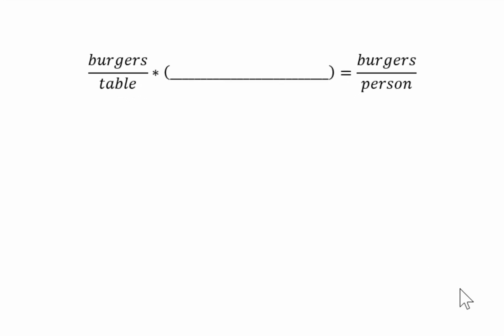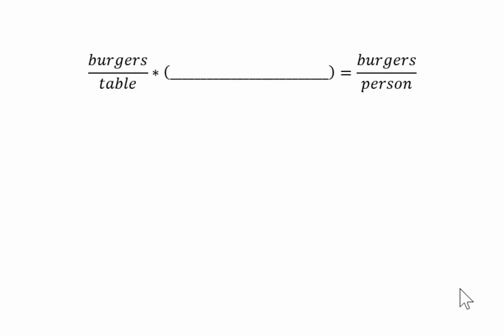We need to figure out what units we need to multiply by in order to finish this dimensional analysis equation. We're starting with burgers per table and multiplying by something, and the answer comes out in burgers per person. So first notice that we start with burgers in the numerator and we end with burgers in the numerator. So we don't want the burgers to cancel. We don't want to do anything with burgers. We want to leave those alone and leave them where they are.